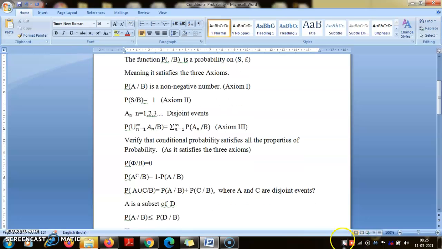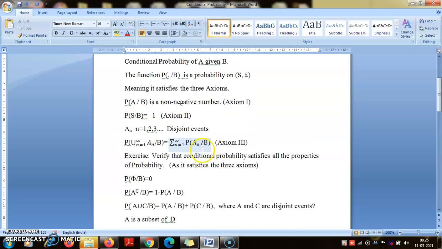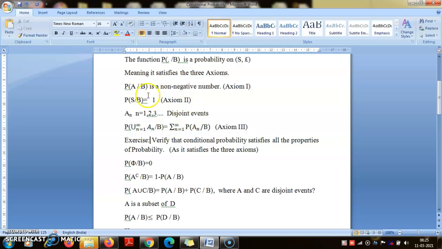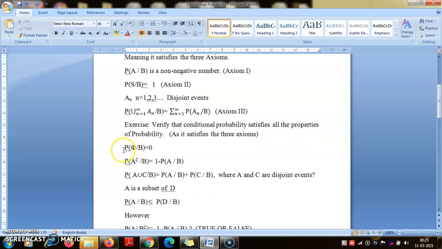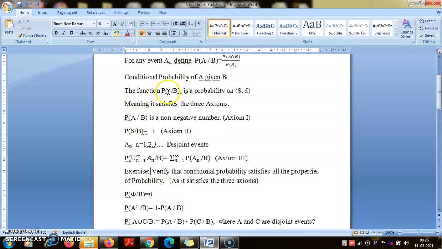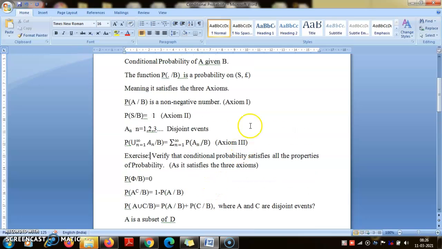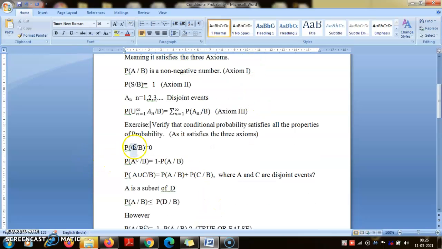Now verify that the conditional probability satisfies the axioms. That is an exercise. Now what is the result of this exercise? As a consequence, we will no longer need to prove properties of probability directly, since a function P defined this way, given B, satisfies the three axioms. So it is a probability on the same space, so it will have all the properties of probability.